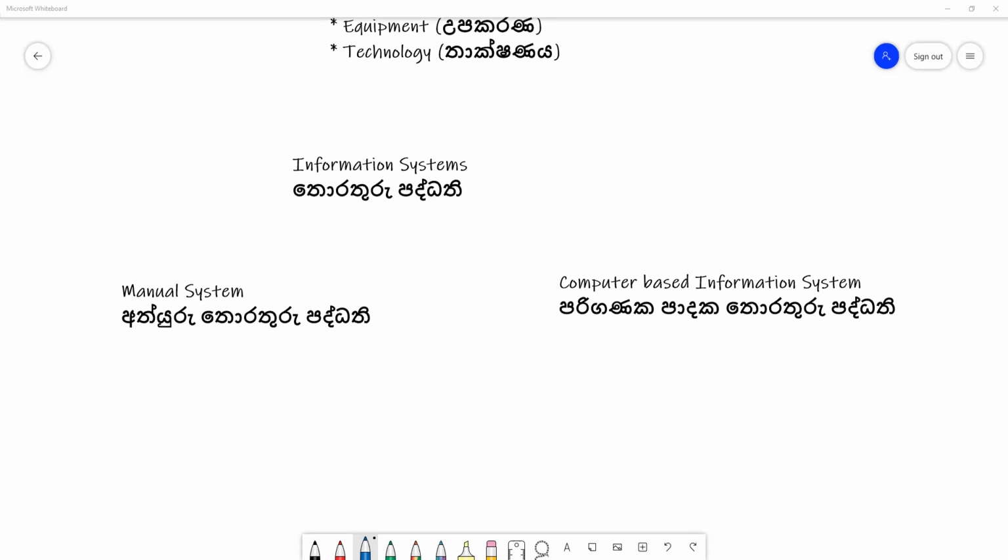And the quality is high. වැරදීම් සිදු වෙන්න තියෙන සම්භාවිතාවය බොහොම අඩුයි. Right. So if you compare manual system with the computer-based system, in manual system accuracy is low. ආරක්ෂාව අවමයි. Efficiency is low. කාර්යක්ෂමතාව අවමයි. You need large space. වැඩි ඉඩක් ඕන වෙනවා. Data is not safe.